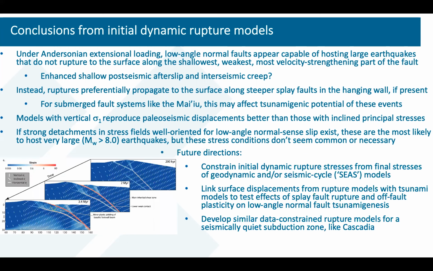Some of the future directions we want to go in are to start constraining these dynamic rupture model stresses, either with geodynamic models or seismic-cycle models. Also to look at the resulting tsunamis from these different models. And finally, to start taking these sorts of methods to a seismically quiet subduction zone like Cascadia, to learn more about the different geodynamic effects along the strike of Cascadia.